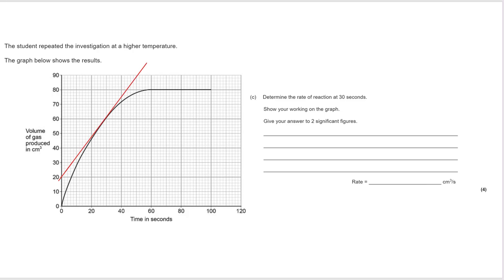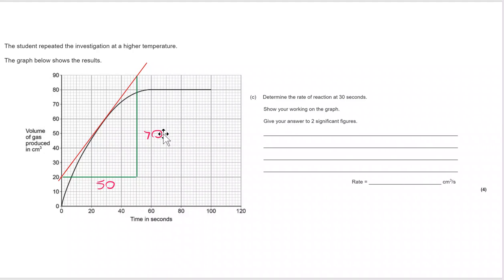For that, we need to draw a tangent to the curve that only touches the curve at 30 seconds. Once I've done that, I can work out the gradient of that line. So I'm using as much space as possible. I've got 20 going across and I'm going up to 90. And I've also got 0 to 50. Some good numbers to use.